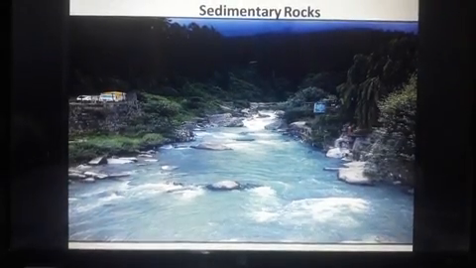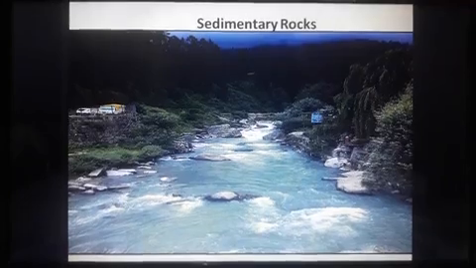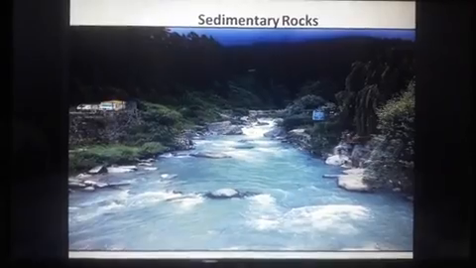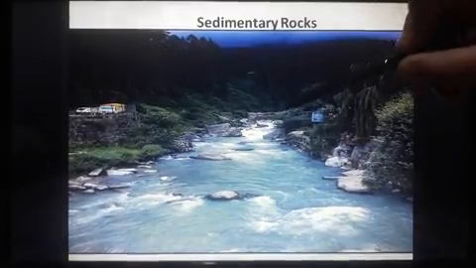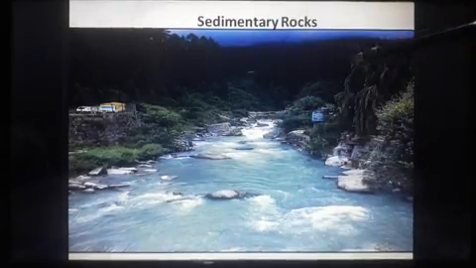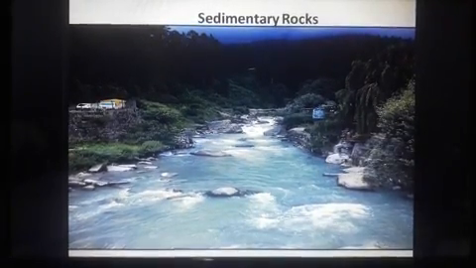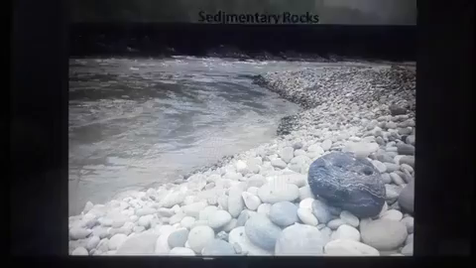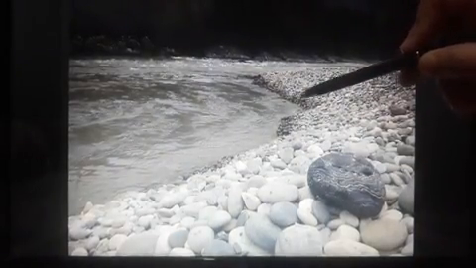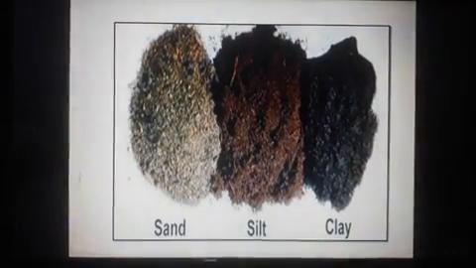The fragments of rocks are carried by running water, wind or glaciers and are deposited under the water. Now look at the picture here, the river. The river is carrying all these boulders. From the mountains the rocks roll down, crack and hit each other, and they break down. You can see the pebbles. They break down into smaller and smaller fragments, and now you can see the smallest ones.